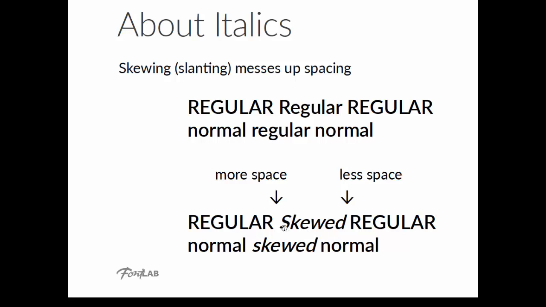So here's a problem that you're going to run into. As soon as you skew the upright text, on the left side, you've created more space. You just slanted that S away from the left side bearing and over top of the right side bearing, right? So you created more space here and reduced the space there.